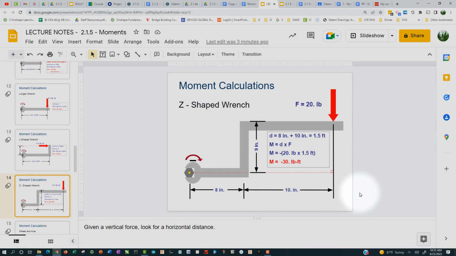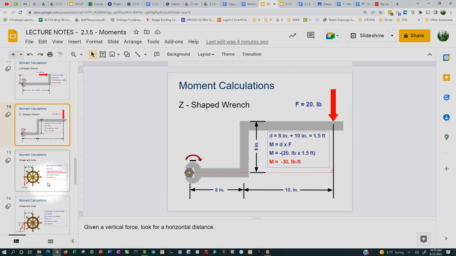And then this guy here, well, the force is perpendicular to this distance straight out here, and that is 18 inches or 1.5 feet. So there's our 1.5 feet. We have 20 pounds, and again it's negative because we're always going clockwise. So this would be 30 foot-pounds. So for the moment arm, you wouldn't take some sort of diagonal here. It's the perpendicular distance from the direction of the force.